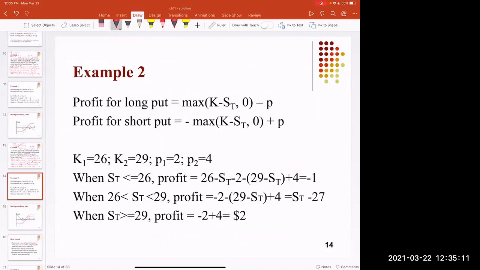So in my slides, I have the procedure to solve the problem. First, you need to list the profits for either position, based on what we are given, and figure out the three cases: when the stock price is less than 26, between 26 and 29, or greater than 29. You'll be able to figure out the profit for each case. As long as you do the calculation carefully, you should be able to get the answer. Just do careful work, and you should be able to solve the problem.